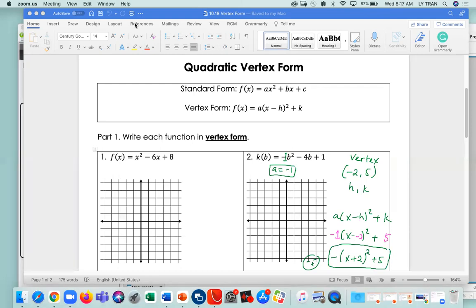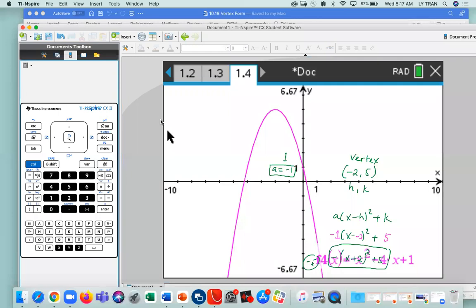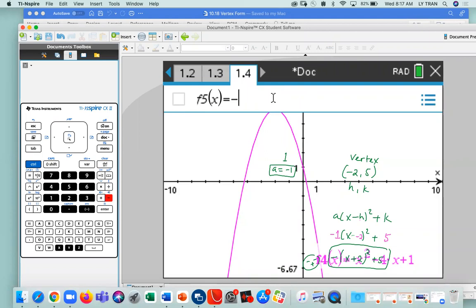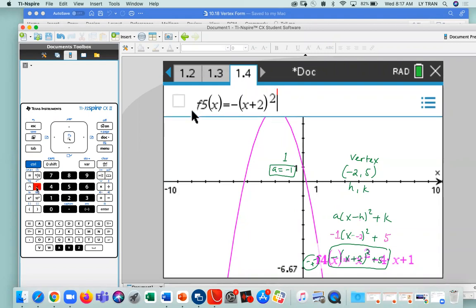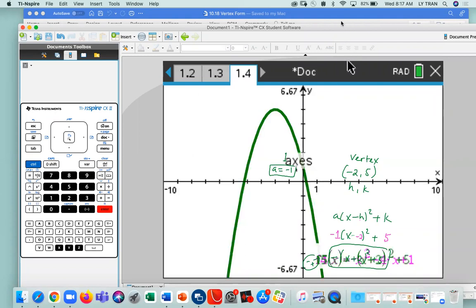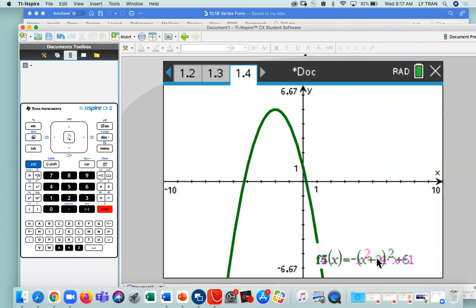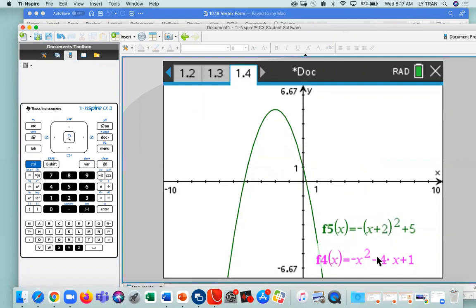And then again, you can always double check your work by going over here and checking them. I'm going to hit tab. I already have the equation. And then I'm going to put negative, and then (x + 2), and then I'm going to hit square and then plus 5. Let's see if it overlaps or not. Whoa, that's telling us that we did great work because they both function right here. They exactly overlap. We see the standard form and then the vertex form. So that is how we do this.